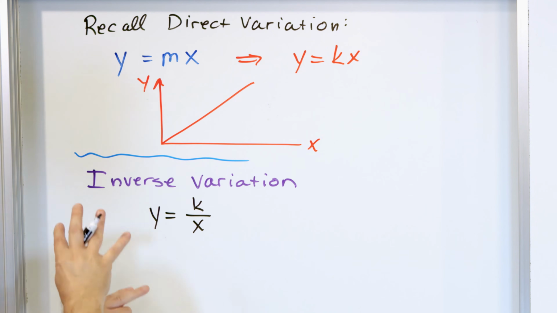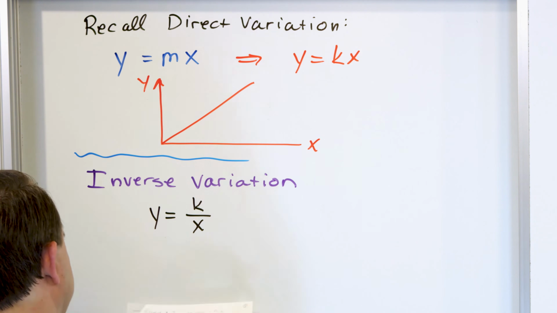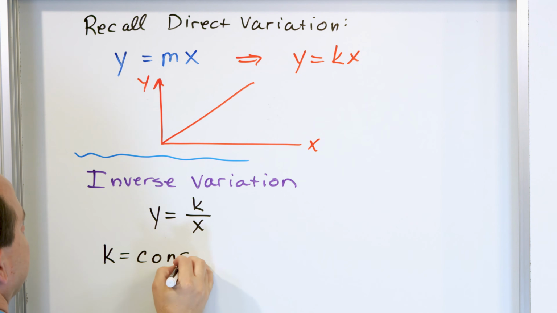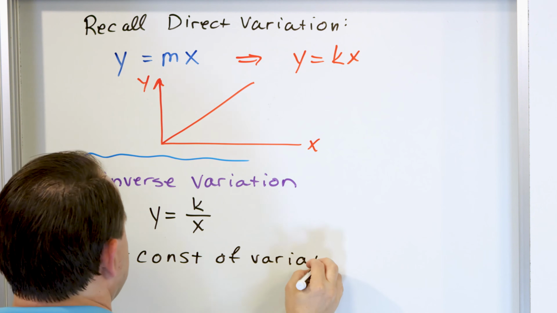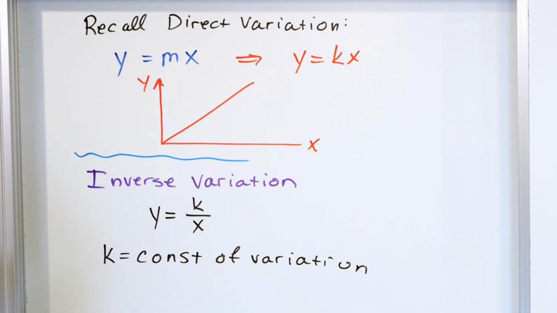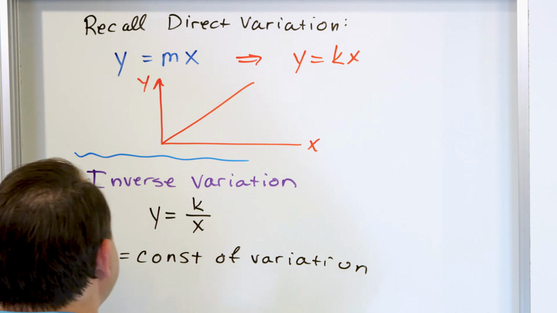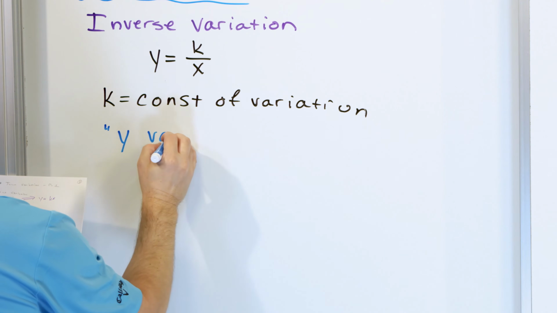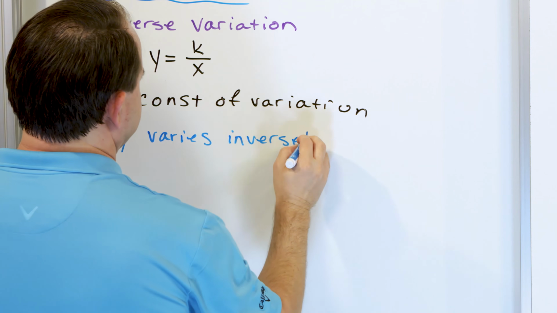For inverse variation, it has all the same parts. You have y and x that are related to one another through a constant of variation. So we say that the constant of variation is right here. All right. And whereas before we would say y varies directly as x, we did that in the last lesson, what we would say here is y varies inversely as x.